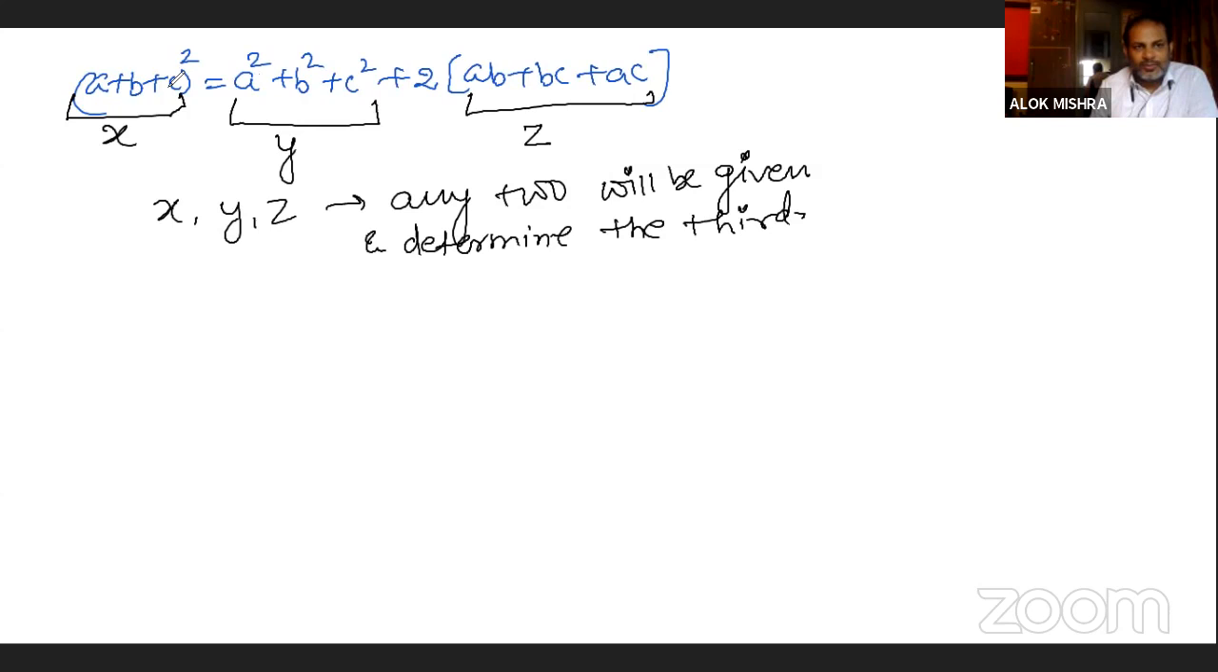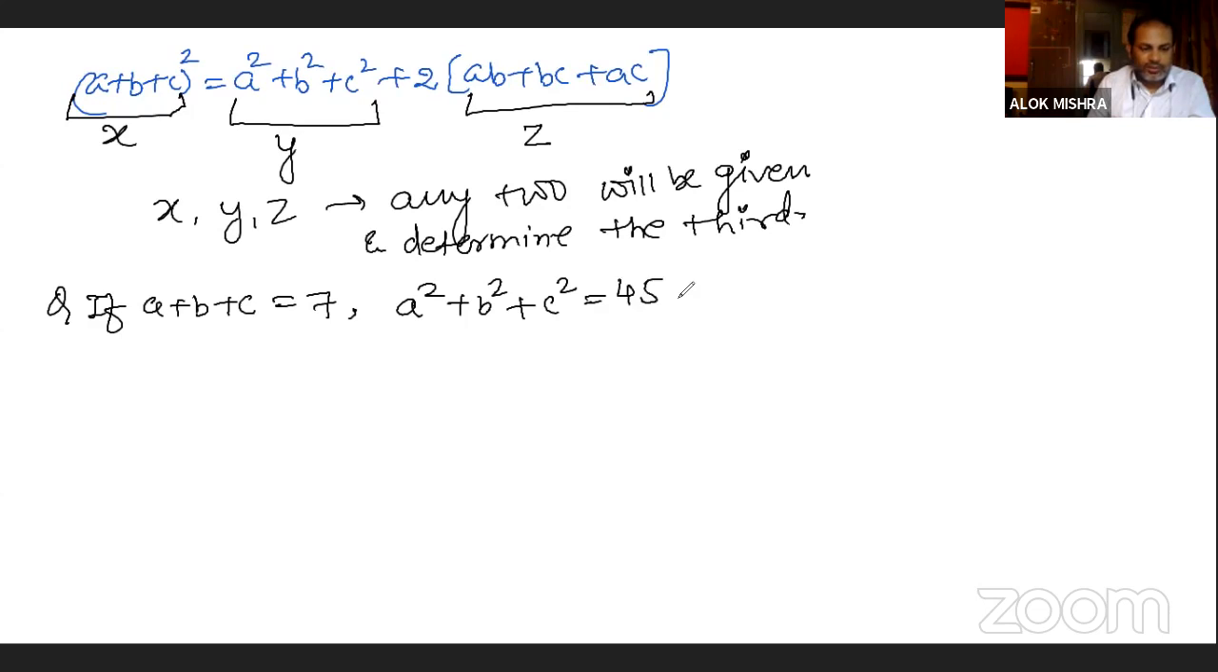So either the value of a plus b plus c will be given, or a square plus b square plus c square, or this term. So let me take the question. The question says: if a plus b plus c is equal to 7, and a square plus b square plus c square is equal to 45, then I have to find the value of ab plus bc plus ca.